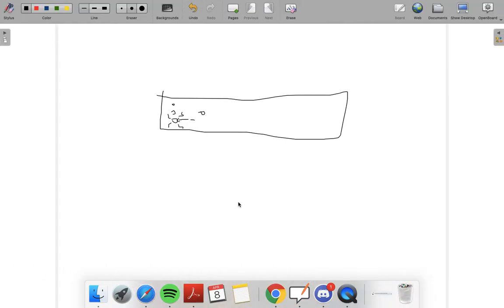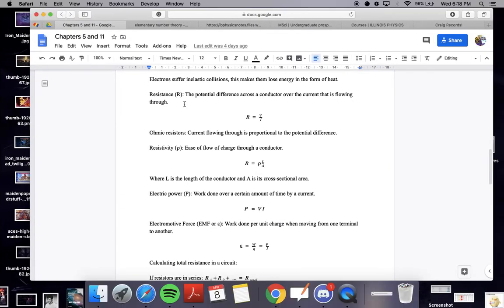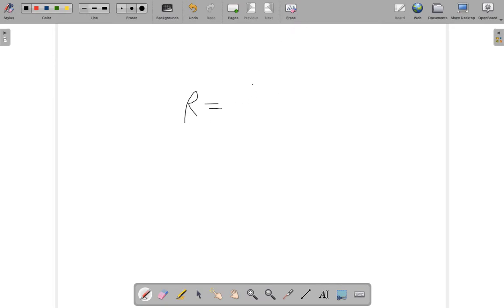Yep, this here is resistance. So resistance is the potential difference across a conductor over the current that's flowing through. That's how you quite literally define the resistance equation. Or another way to look at resistance is how easy or difficult it is for charge to flow through a certain medium. And like I said earlier, resistance can be simply calculated by resistance equals voltage over current.